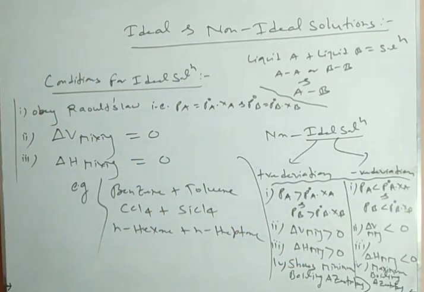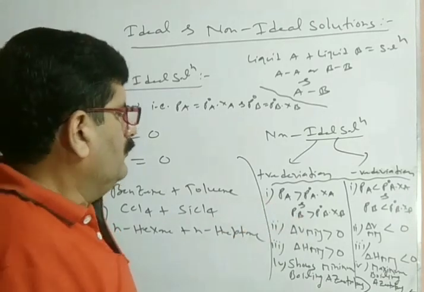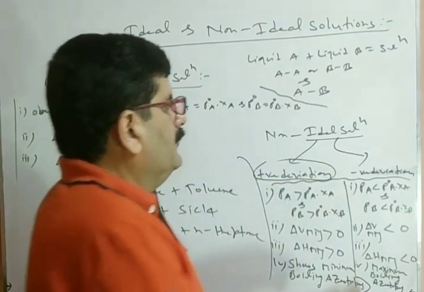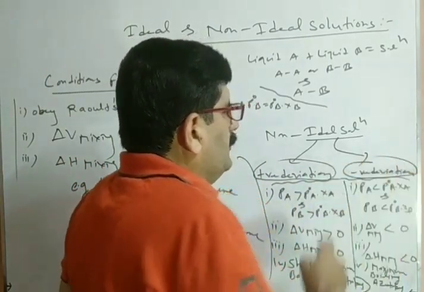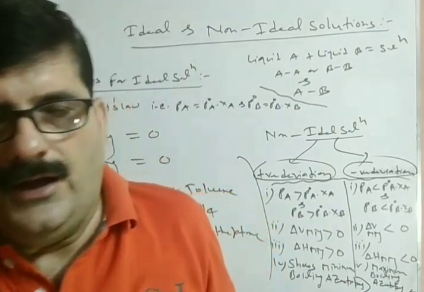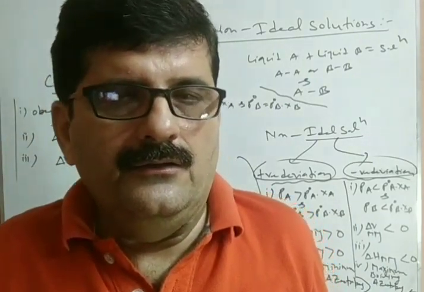So such are non-ideal solutions, meaning they do not obey Raoult's law. Delta V mixing not equal to 0. Delta H mixing not equal to 0. If greater, it shows positive deviation; if lesser, it shows negative deviation. So those are the differences between ideal and non-ideal solutions.